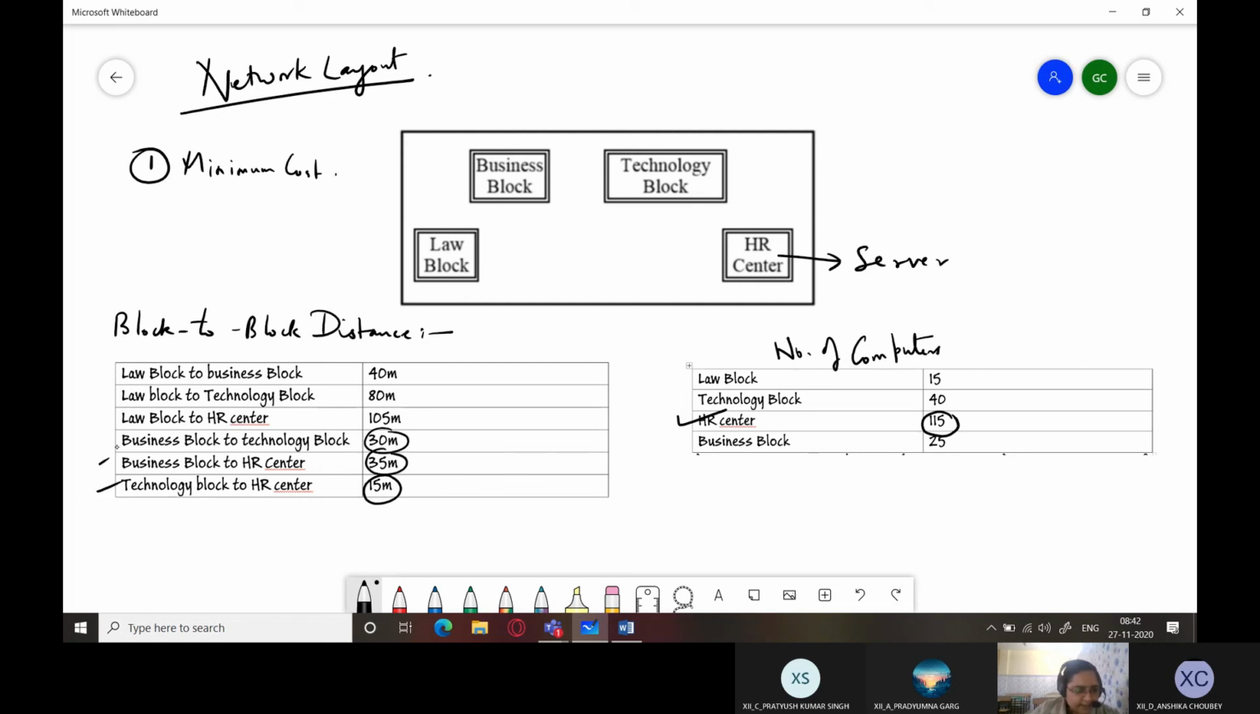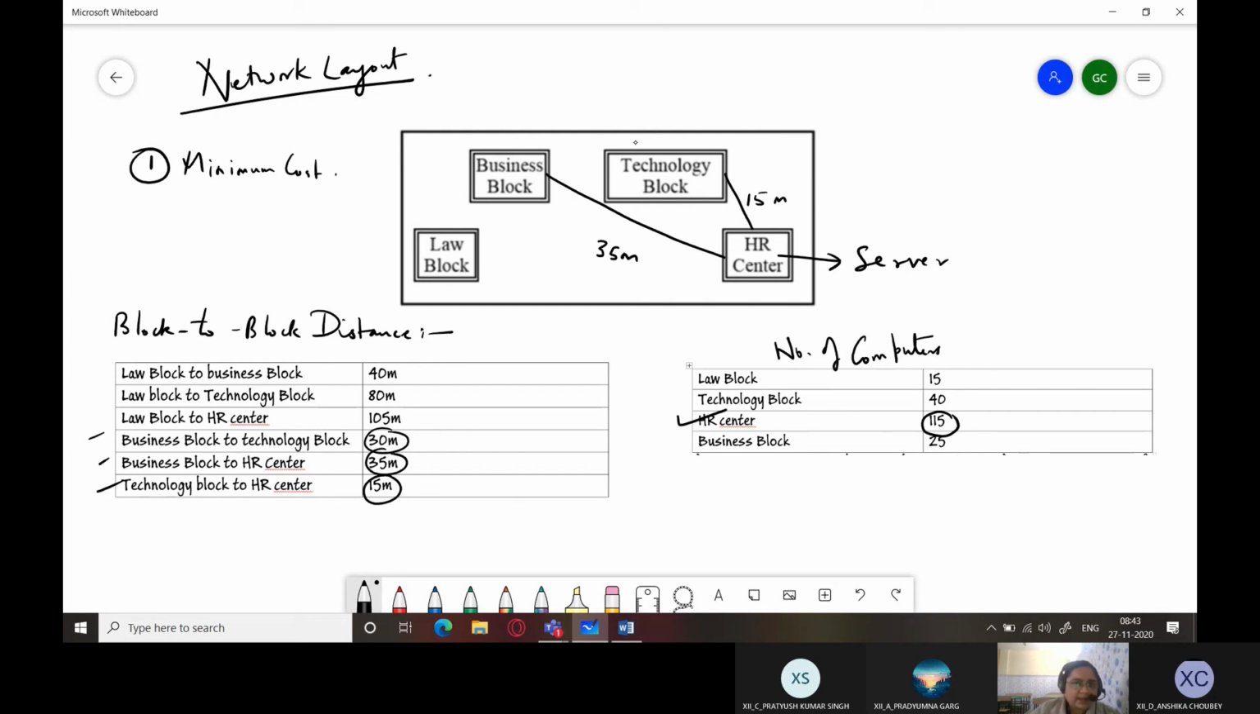Now let's see what these things are. First is technology block to HR center. Very good. That is 15 meters, right? Second is business block to HR center, that is 35 meters. This is also correct. Our server is directly getting connected to two buildings.